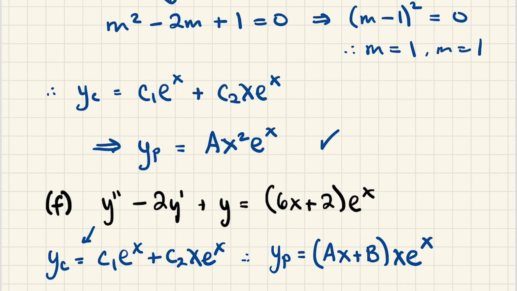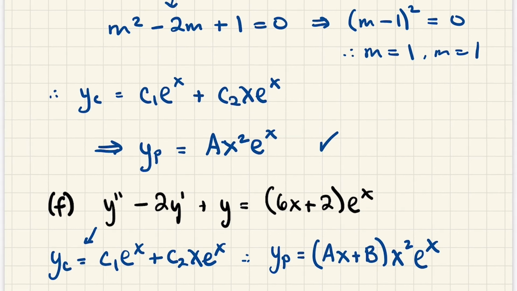And does that work? Well, we're no longer repeating the c1 e to the x, but we're still repeating the c2 x e to the x. So we're going to go up to x squared again on this one. And there we are. Okay.